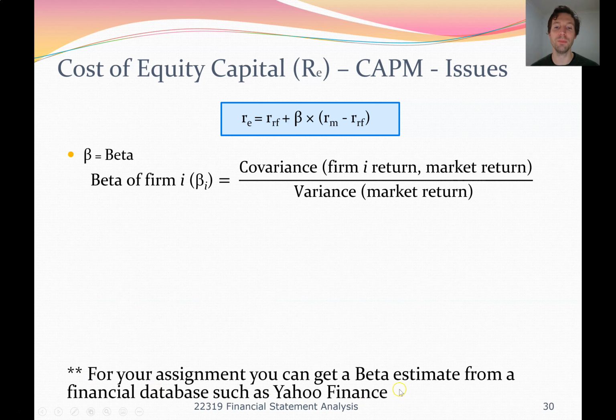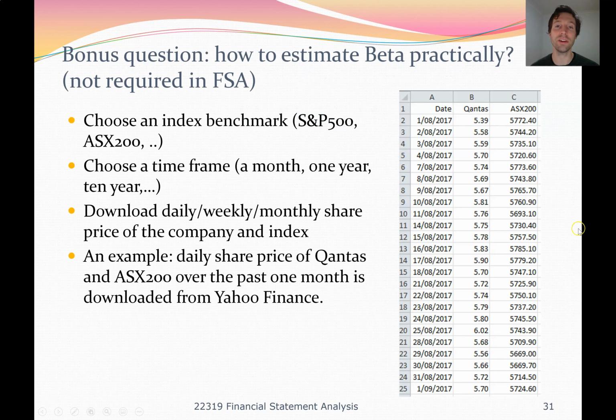I've said for your assignment, you can get a beta estimate from a financial database such as Yahoo Finance. Okay, so even though I've given you the formula here, we don't expect you to calculate it in this subject. You can just get beta from Yahoo Finance or any other financial website. If you are interested in calculating it for yourself, then here's how you'd go through and do it.